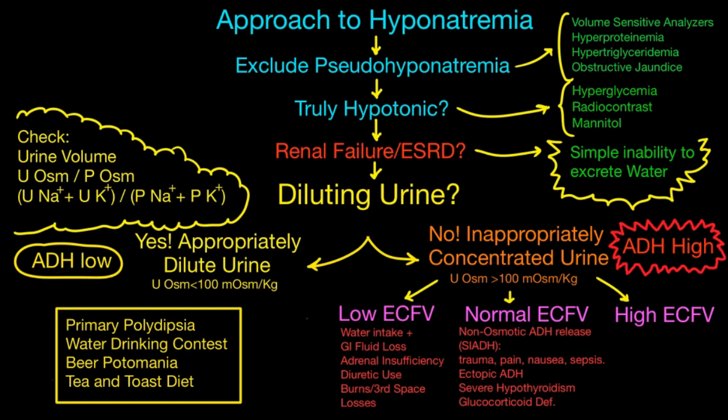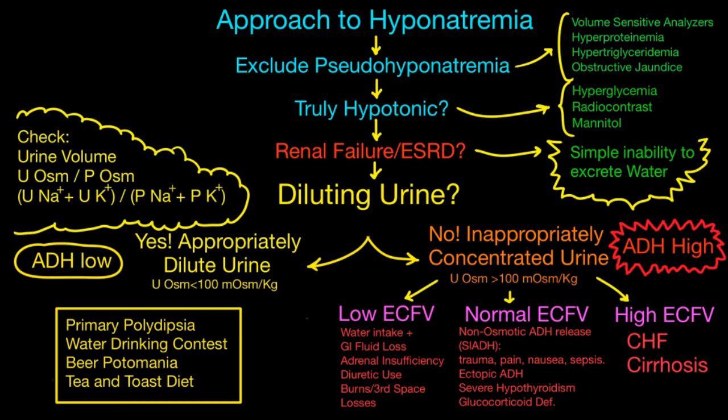So for patients who have a normal ECFV, so these are euvolemic patients with euvolemic hyponatremia, we call this non-osmotic ADH release. It collectively is also called SIADH, the syndrome of inappropriate ADH. And so the most common reasons for this are trauma, pain, severe nausea, sepsis. So this is quite common in hospitalized patients. Historically, it's rarely caused by ectopic ADH secretion, let's say as part of a paraneoplastic syndrome. Rarely, severe hypothyroidism can cause this, as well as glucocorticoid deficiency, but it's quite common to be seen in the hospital due to those other causes I mentioned at first.